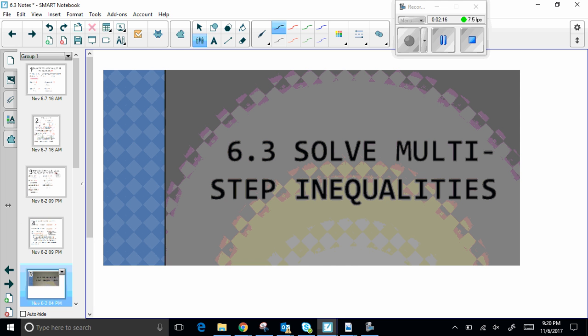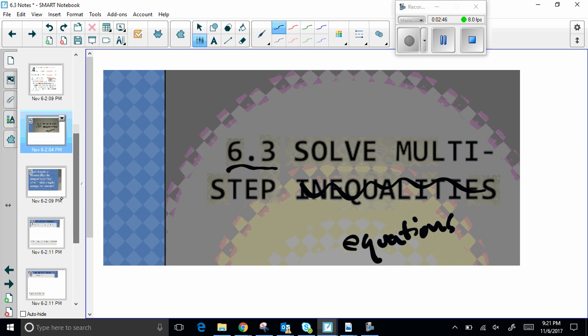So now let's move on to 6-3. It's going to be multi-step inequalities, and this is just like multi-step equations. There could be variables on both sides. There could be the distributive property. There could be a combination of multiple things, like you have to combine like terms. So we'll just practice some of this stuff together, and then you'll be able to do the homework for tonight.